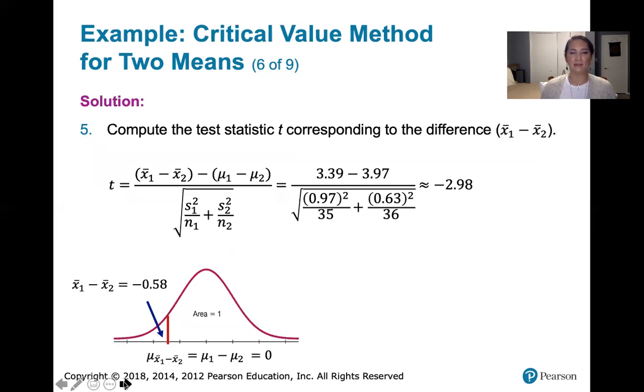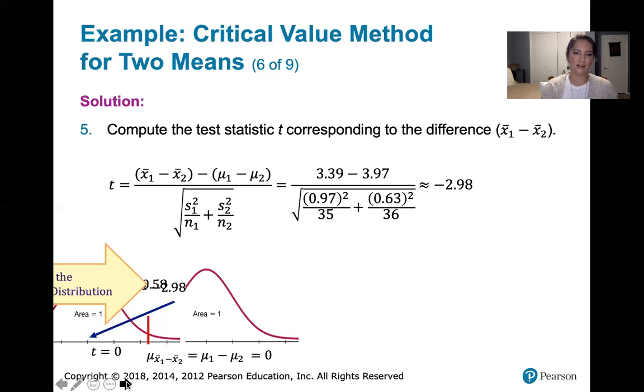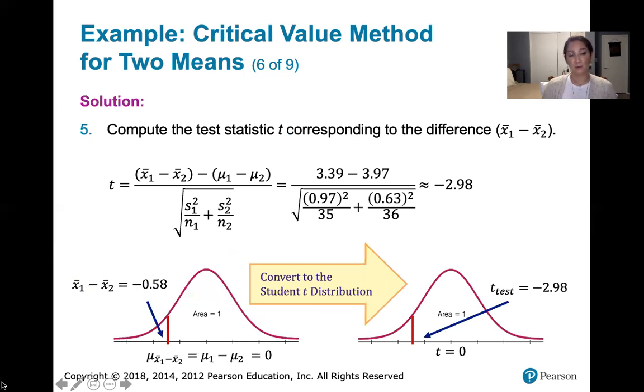Okay, so then we compute our test statistic corresponding to this difference, and our test statistic is given by this formula. Again, all that we're doing here is taking this distribution of x sub 1 bar minus x sub 2 bar and converting it to a student t distribution, assuming that the null hypothesis is true. So we've got this expression right here.